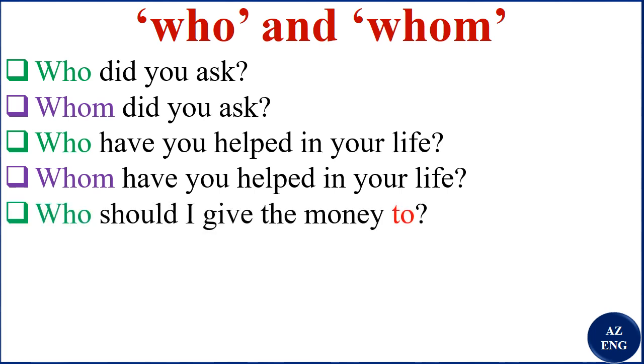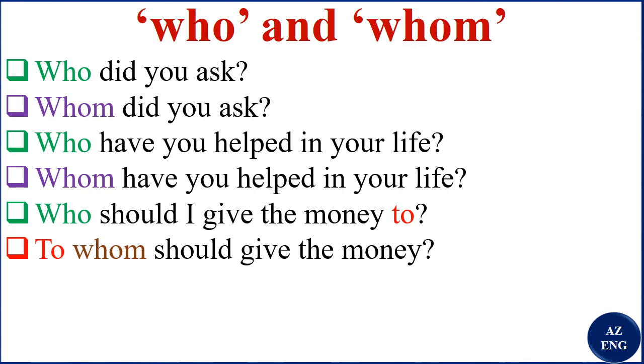But you see, this one is a little bit different. Who should I give the money to? What I mean by a little bit different is that you have the preposition after money. It is the last word of the sentence. So who should I give the money to? Now I can change the form to make it to whom. So now when I use to, then I use whom, not who. I say, to whom should I give the money? To whom should I give the money?